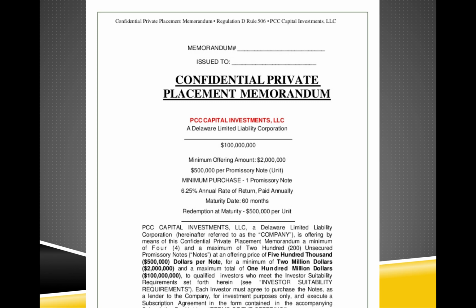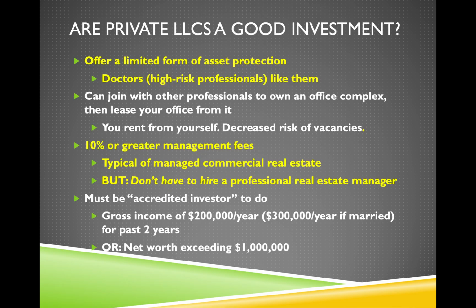And here's another one. This is a $100 million fund. The minimum offering amount, in other words, what an investor would need to invest, is $2 million. So this is a very large private offering of a limited liability company where they're seeking very wealthy investors from all over the country to invest in this thing. And you can also invest not only in units but also into promissory notes issued by that.